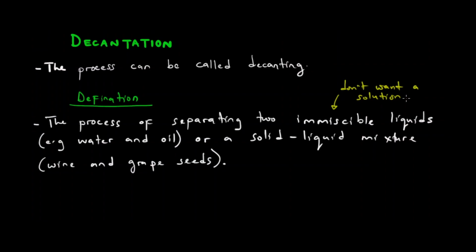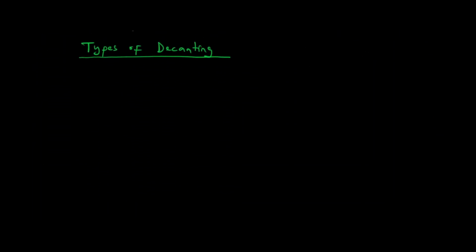Then we can also separate a solid-liquid mixture. Where we would use filtration, we can also use decanting. A practical example would be wine and grape seeds. We can even say water and sand, separating water and sand using the process of decantation. So as we move further, let us now look at the types of decanting.